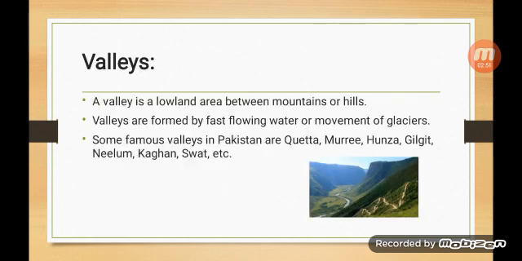Valleys. What is a valley? A valley is a lowland area between mountains or hills. Valleys are formed by fast flowing water or movement of glaciers. Some famous valleys in Pakistan are Kaghan, Murree, Hunza, Gilgit, Neelam, Kaghan, Swat, and so many more.